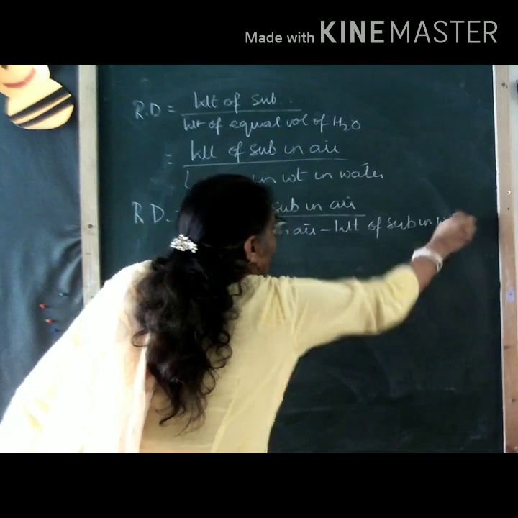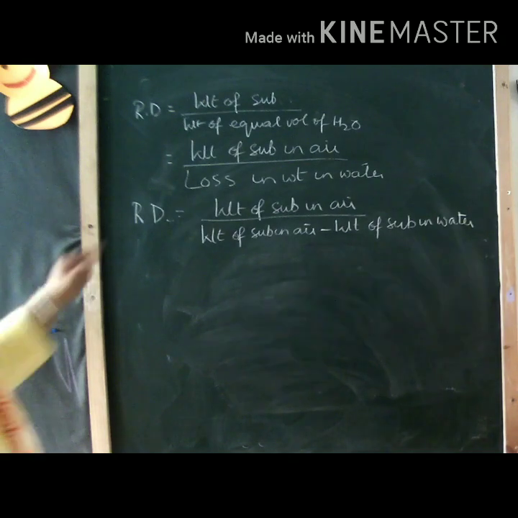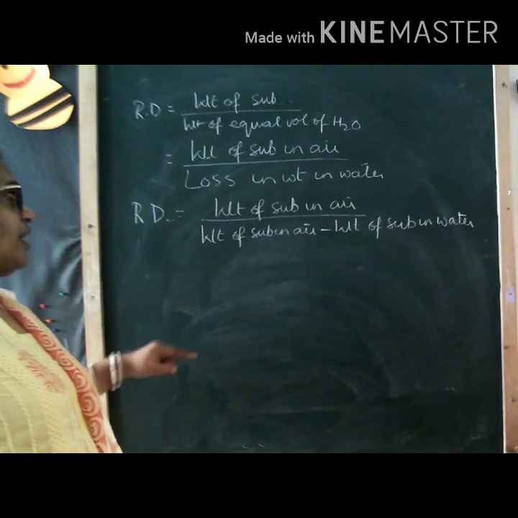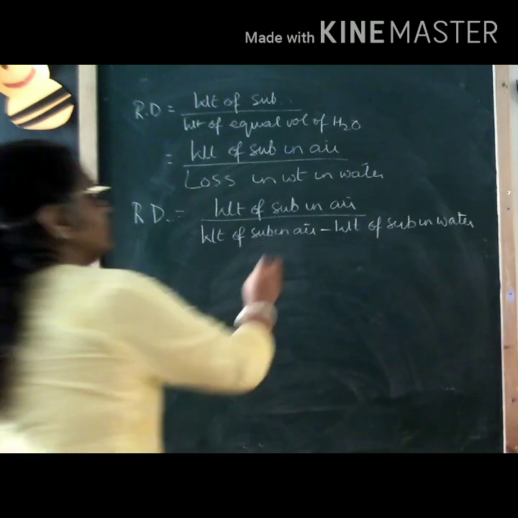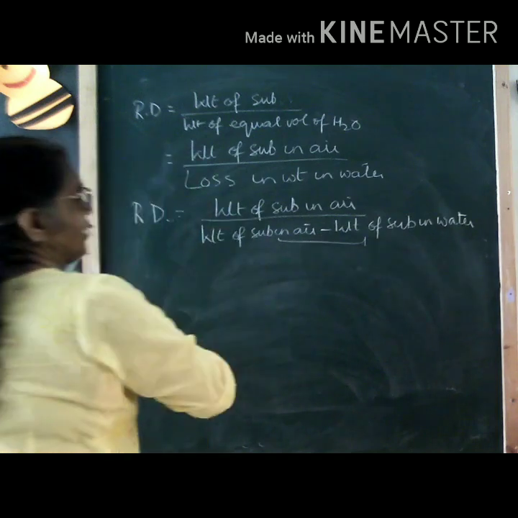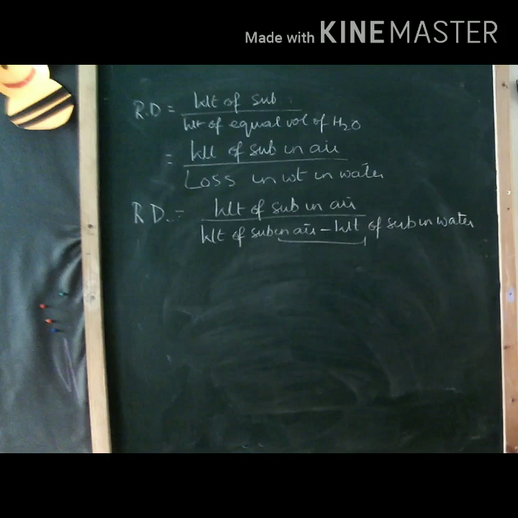in water. So that means now my formula for relative density was density of the substance upon density of water. I have used Archimedes' principle, and finally I can find the relative density of the substance by using weight of the substance in air upon weight of substance in air minus weight of substance in water. This, I hope you all know, is loss in weight, and loss in weight is equivalent to the weight of the equal volume of water.